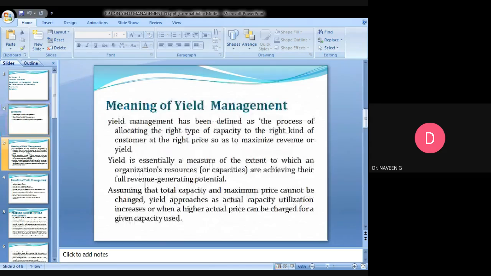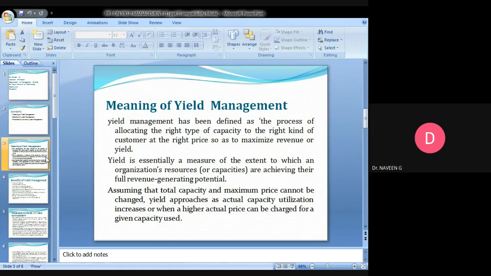Yield management has been defined as the process of allocating the right type of capacity to the right kind of customer at the right price so as to maximize revenue or yield. I already informed you that in order to get a yield or a return, we should have the right type of employees. Employees play a very important, significant role in the service industry. Any industry you take, for example the banking sector, financial institutions, hospitality, tourism, hospitals, or educational institutions, any service industry, we need an effective employee. So the allocation of employees and the right kind of customers, the loyal customers, will influence the right price so as to maximize the revenue or yield.